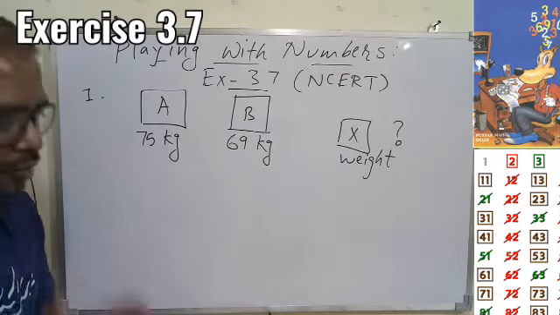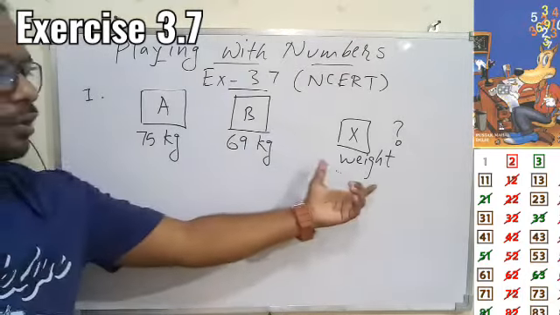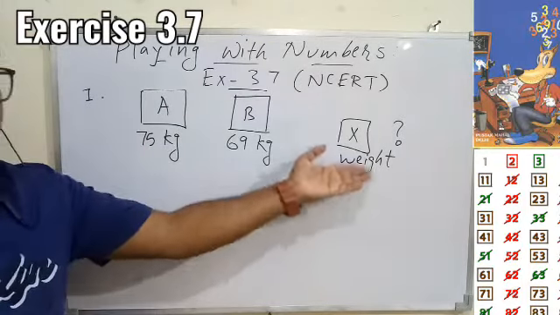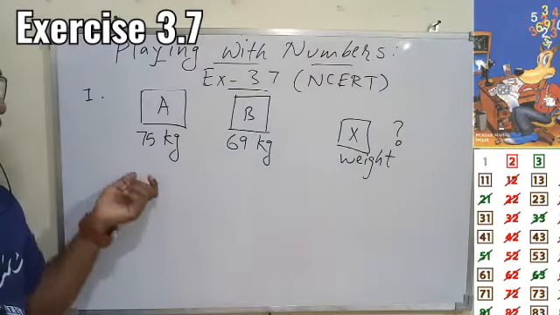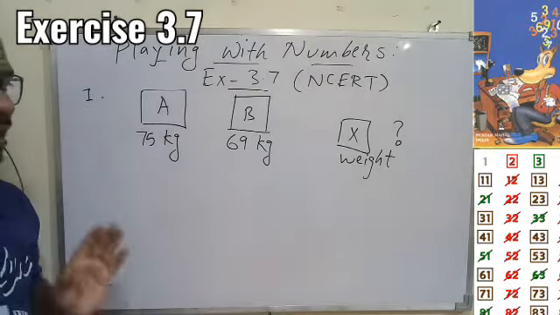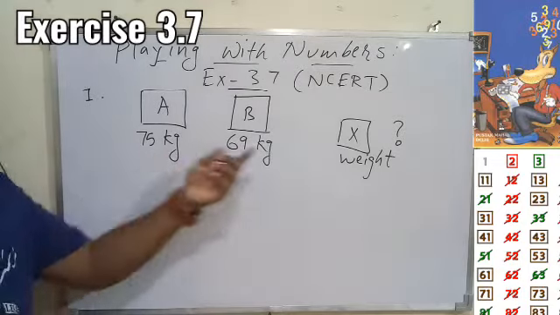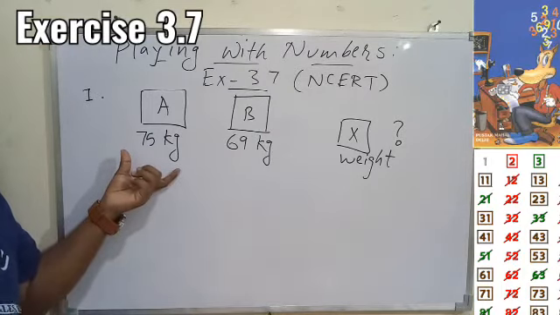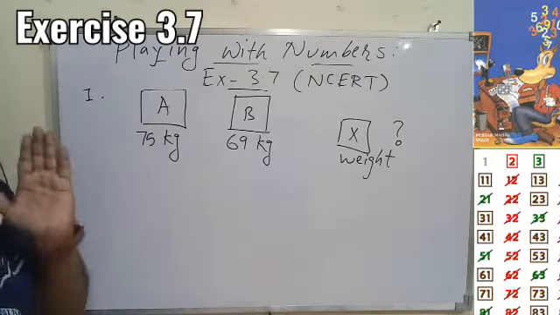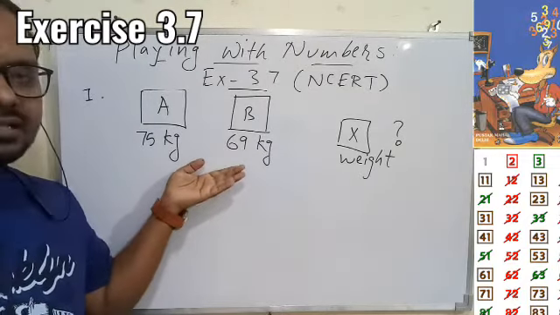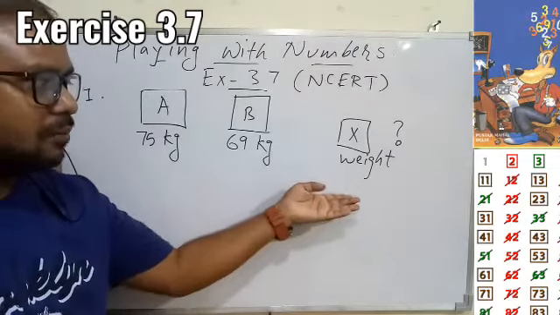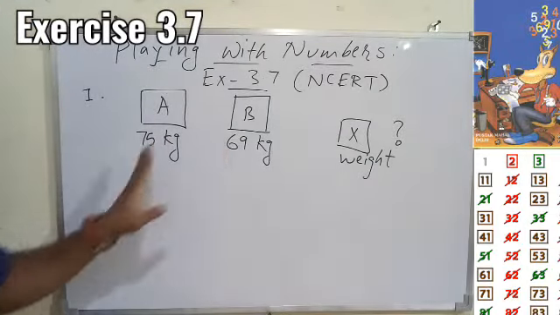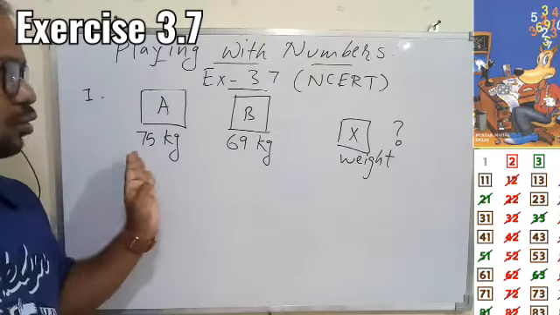So we are to find the maximum common weight of both A and B, so that that particular weight can help us measure the weight of 75 kg and 69 kg an exact number of times. Once we measure with the weight X, maybe 10 times, 20 times, 60 times, in that number of times this 75 kg must be measured, and the same with the 69 kg. Once we take the help of weight X to measure the weight of A and B, the weight should be accurately measured, meaning nothing should be left.